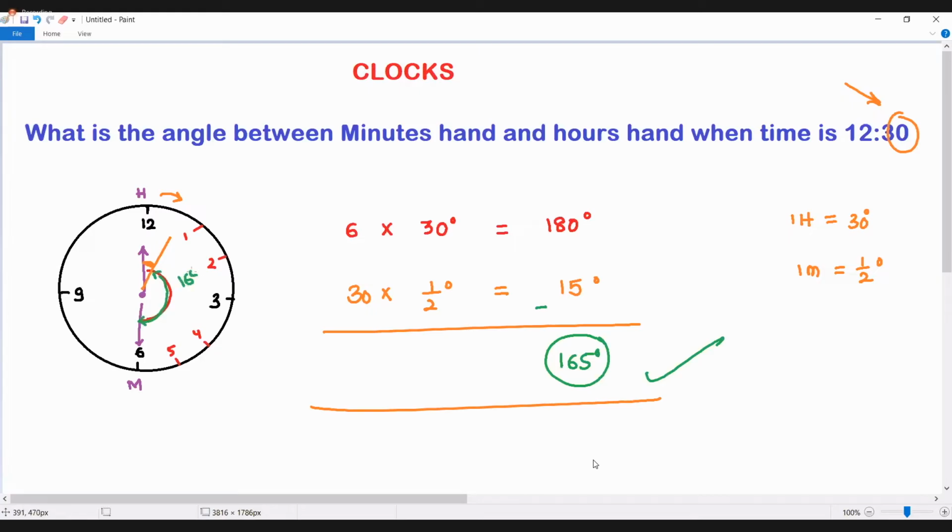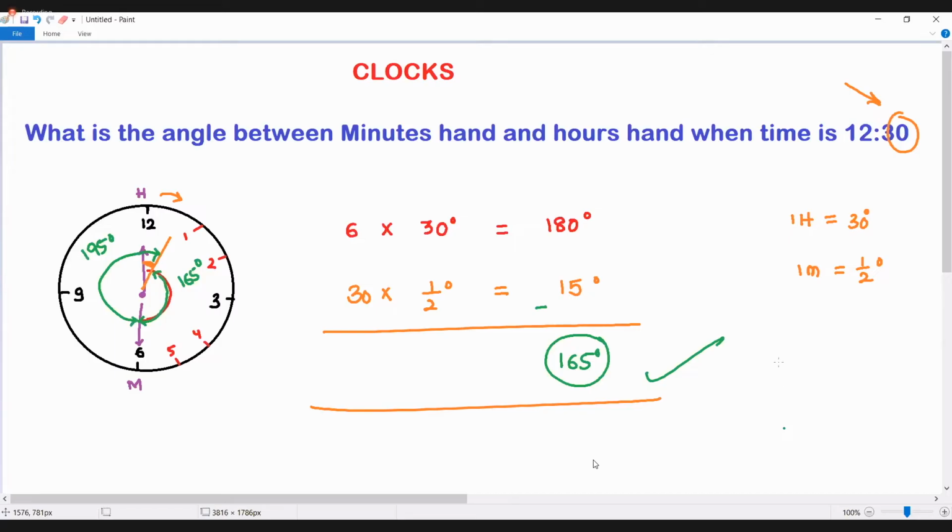This is 165. That's all. We can proceed with the solution. And do remember, we can also take this other angle as well. This is 180 plus 15. So we can take this as 165 and 195. Both are correct answers.